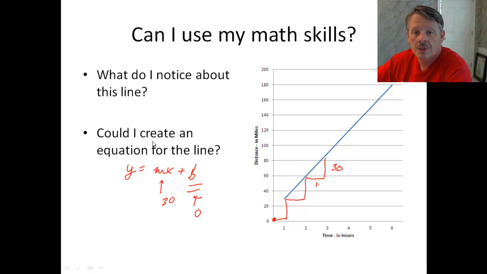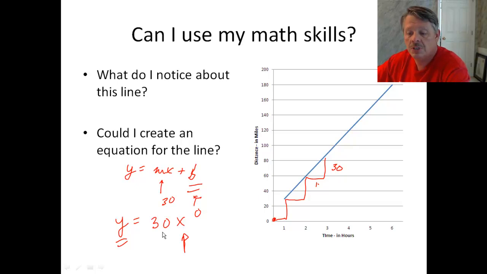Okay, so could you create an equation for this line? Sure, you could. The equation is y is equal to my slope times x plus b. Well, b is 0, so I don't have to do anything. So y equals 30x. So whatever my independent variable is, which is my hours, I multiply by 30, and I come up with my dependent variable, which is my distance in miles. So you should be able to do that.